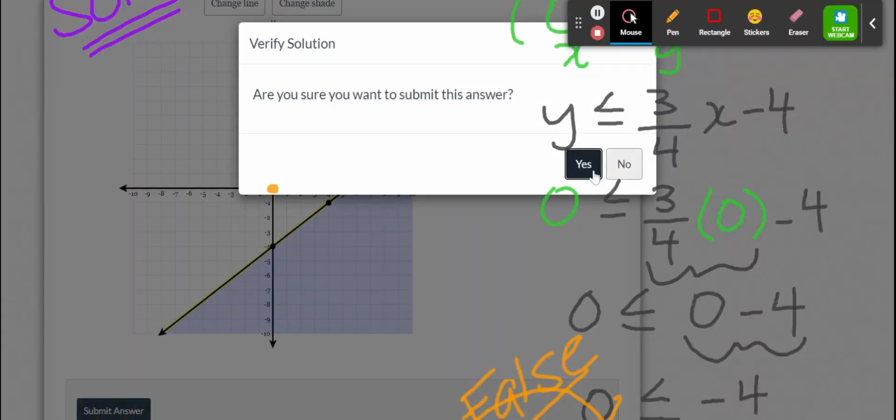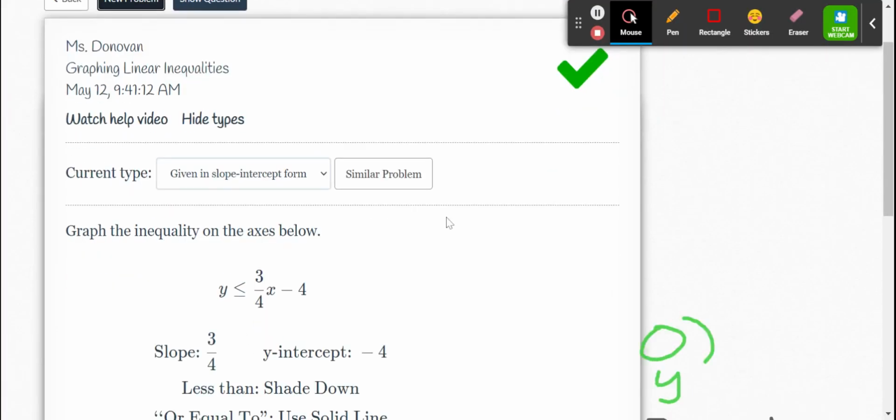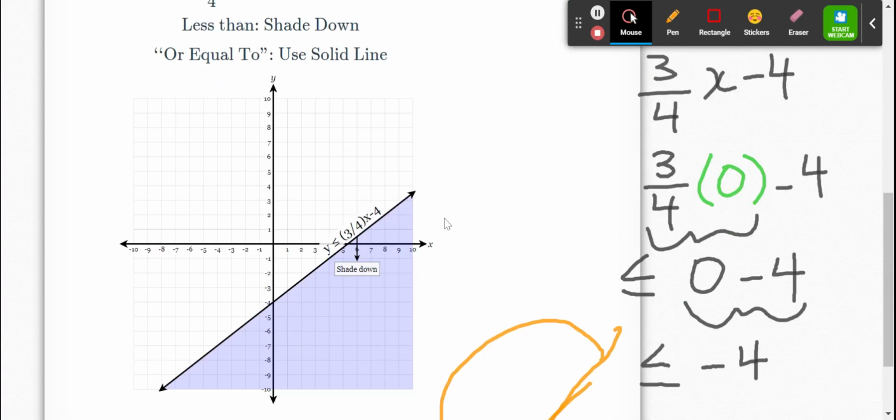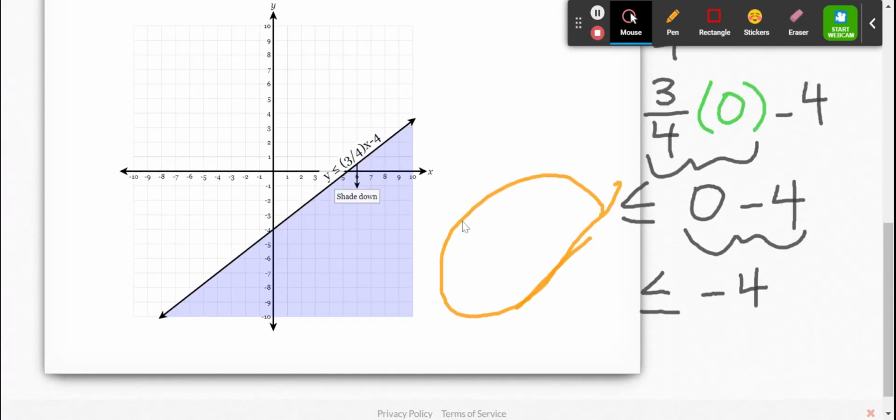Make sure you submit your answer. Make sure you double check for your dotted lines and where your shading should be. But make sure that you use that test point not on the line.